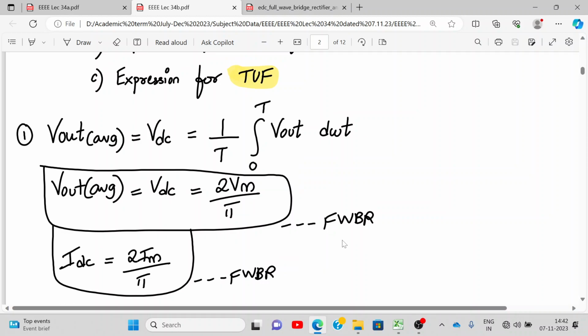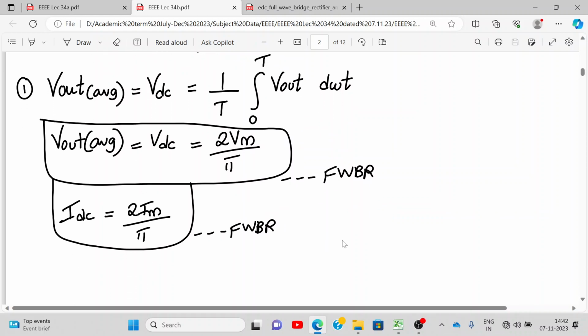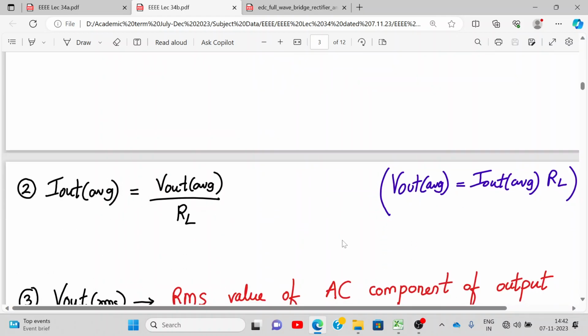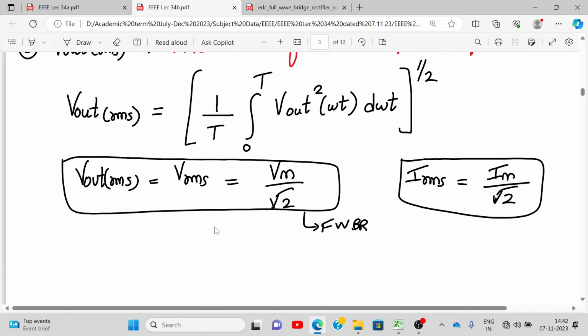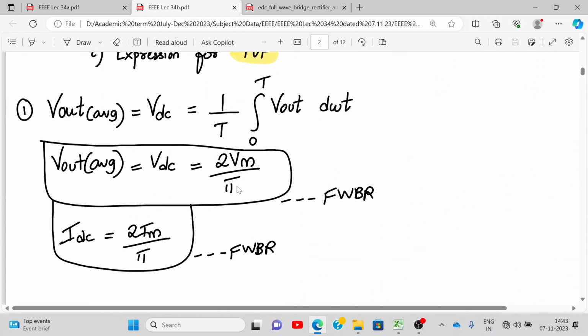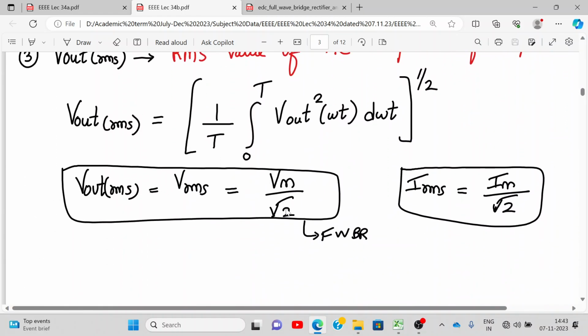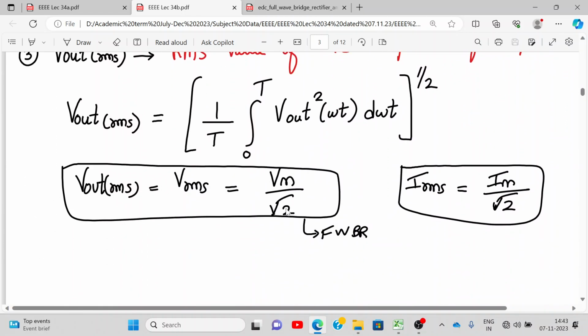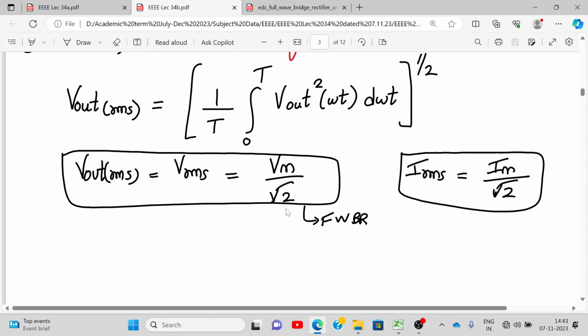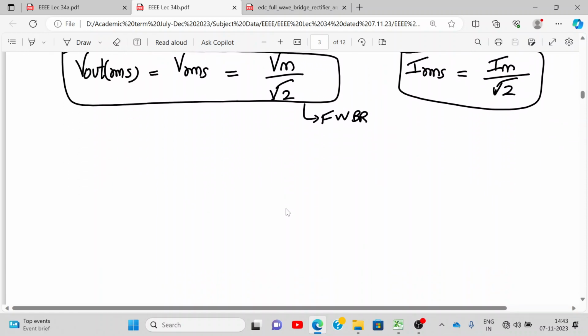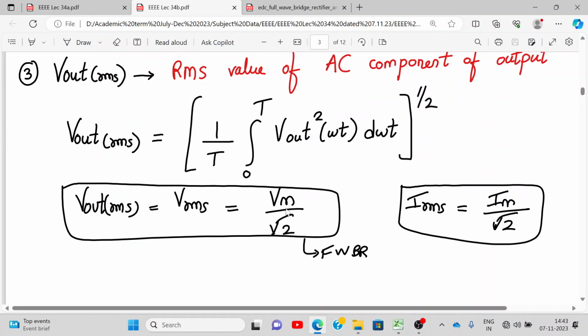Vout average will be 2Vm upon pi. Iout average will be 2Im upon pi. Then Vout RMS will be Vm upon root 2, same as full wave center tap rectifier. All the expressions are same. So if you want to write, you can write it down. Vout average 2Vm upon pi. Vout RMS Vm upon root 2. If you wish to write, you can. The derivations we have already gone through. Vout RMS is Vm upon root 2.